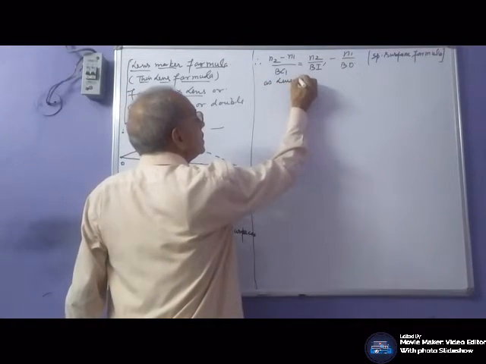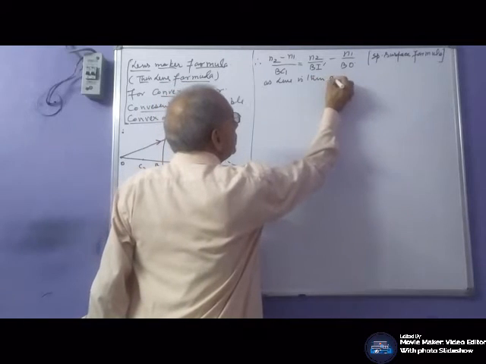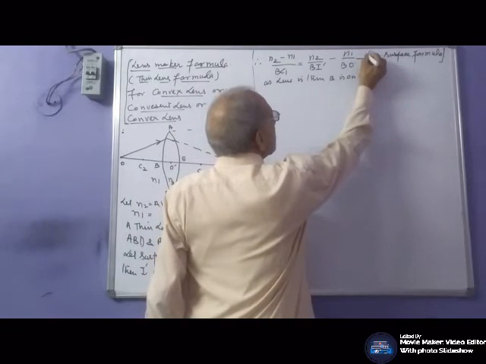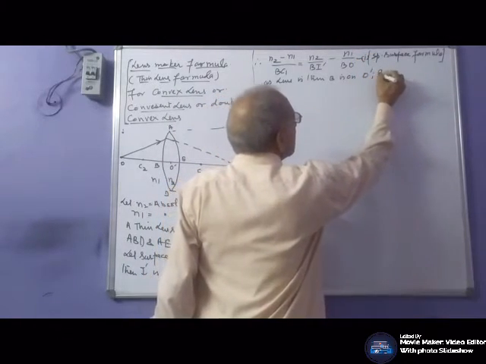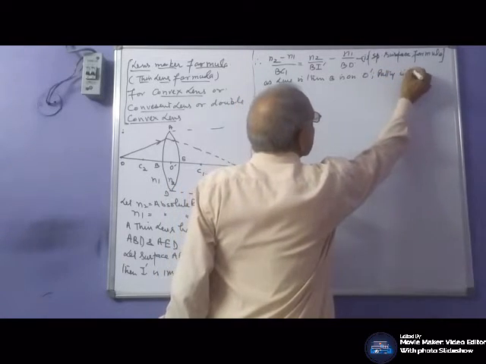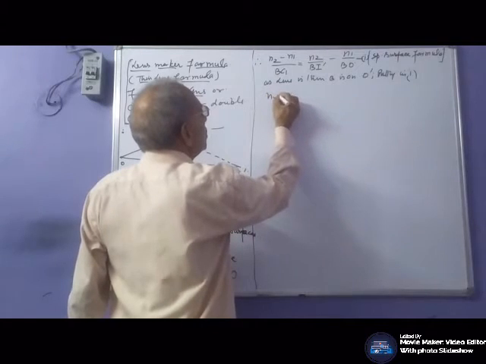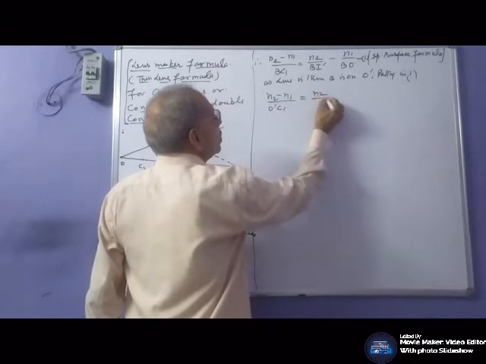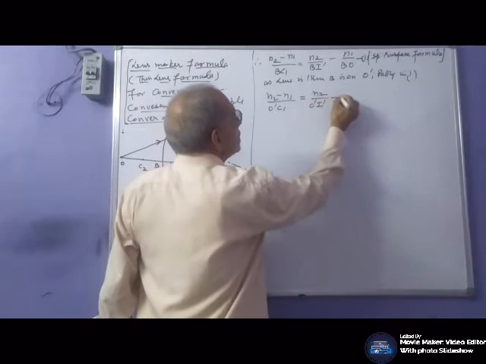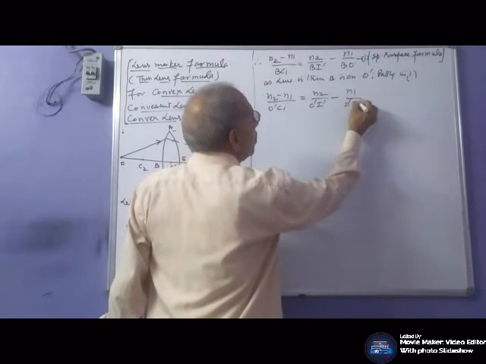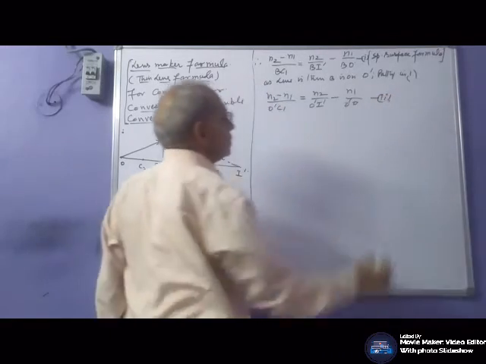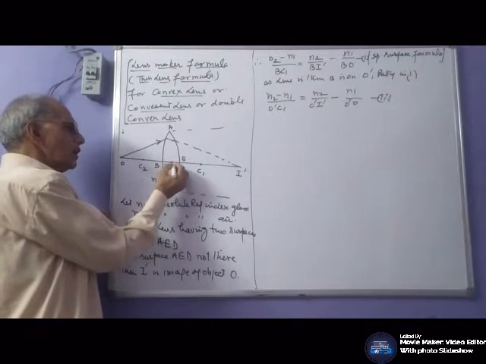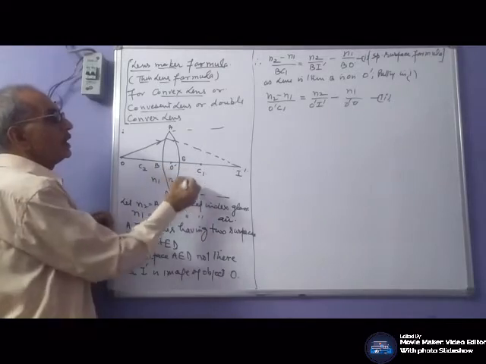As the lens is thin, B is on O dash. Putting in the first equation: N2 by O dash I dash minus N1 by O dash O equals N2 minus N1 by O dash C1. This is the second equation. The lens is thin, so the B point comes here and E point also comes here, so B is nearly on O dash.